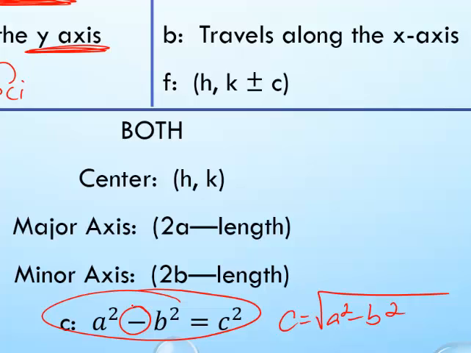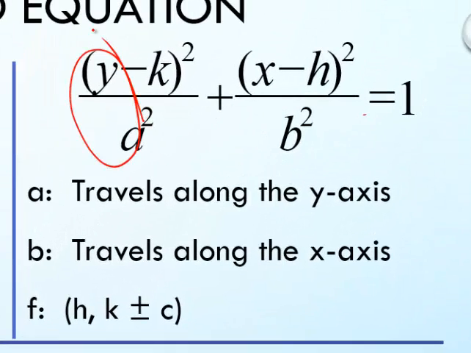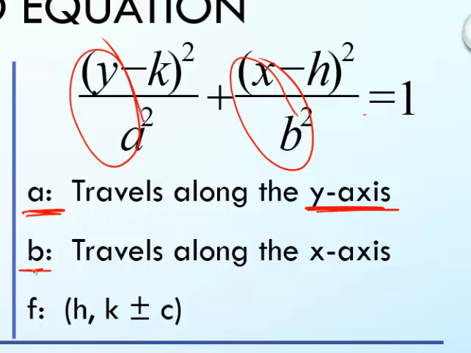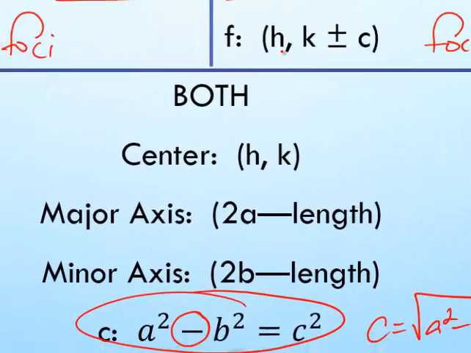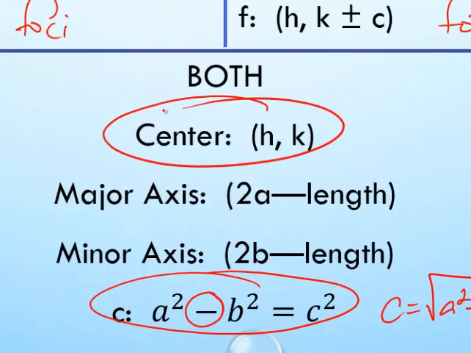Okay. Now, when we have a under our y, that means a travels along the y-axis. When b is under x, that means b travels along the x-axis. And when you have the larger number under your y, that means your foci will be h comma k plus and minus c. Now, what is h and k? H and k is always going to be the center of your ellipse. Your major axis will always be the length of 2a, and your minor axis will always be the length of 2b. Okay?